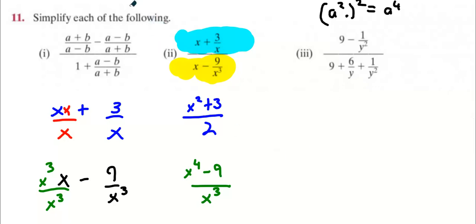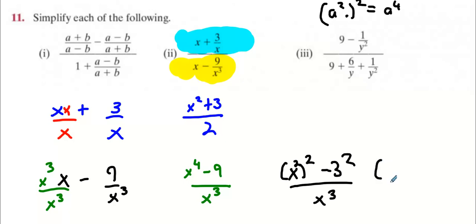What do you think you can do with the x4, lads? Change it to x squared, 2b squared. And what can you do with the 9? 3 squared. Now what happens on top? Difference of 2 squares. x squared plus 3 and x squared minus 3 all over x cubed. Everybody cool with that?